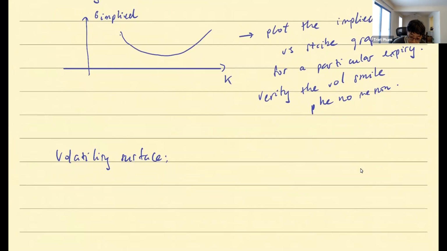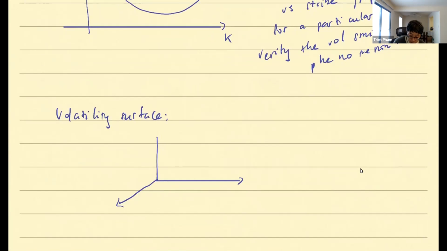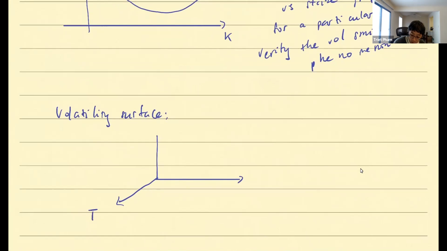So for that reason, volatility is usually exhibited as a function of two variables. One of them is time to maturity. One of them is moneyness.